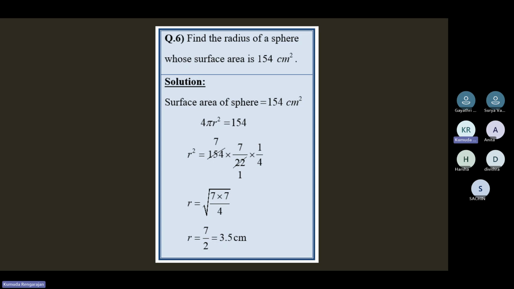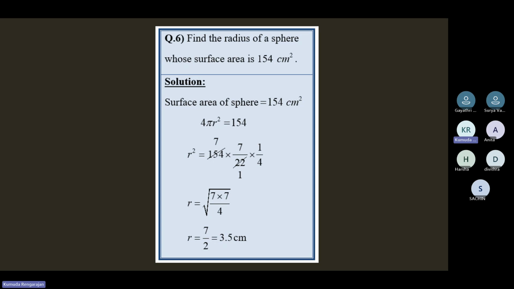If it was a hemisphere, then we would have to ask whether it is curved surface area or total surface area, because both are different: 2 pi r square and 3 pi r square. But this is a sphere. For a sphere, CSA and TSA are both the same. So the surface area of the sphere is given as 154.